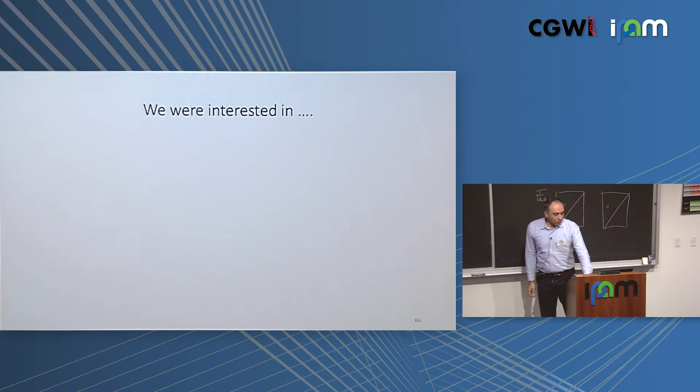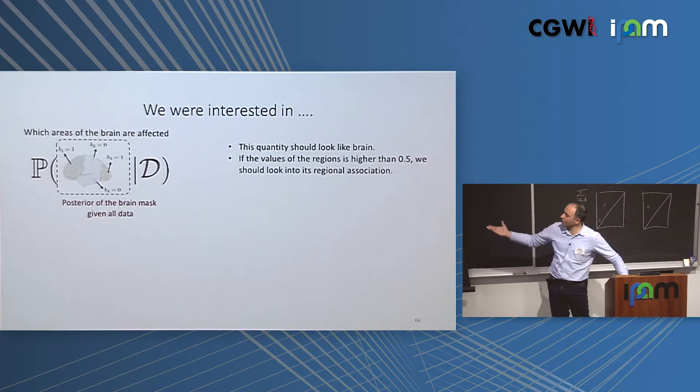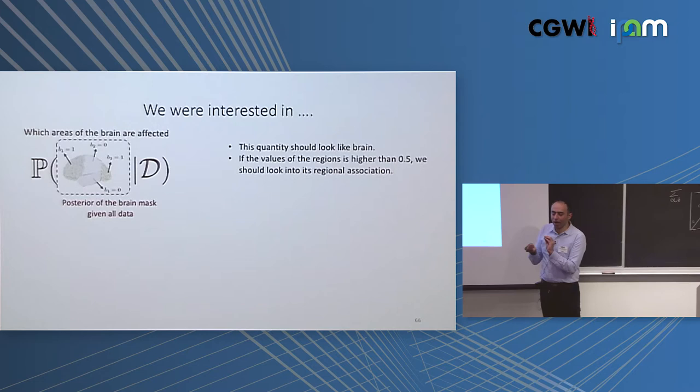So at the end, let's assume that we did this. What do we get at the end of it? We are going to get the posterior probability of this brain mask. What I'm going to show you is the inflated brain, except that the color map would be the value of this posterior marginals of this brain region.